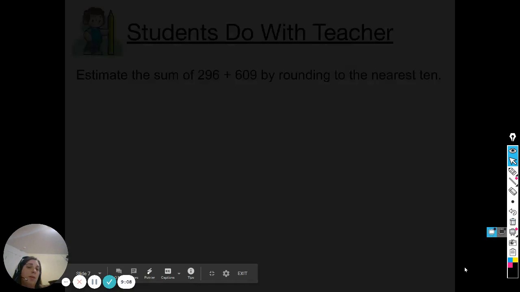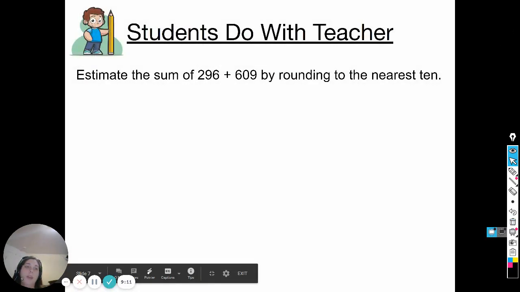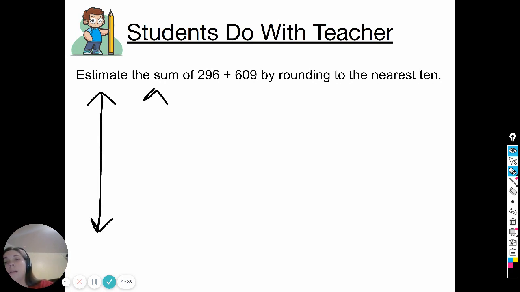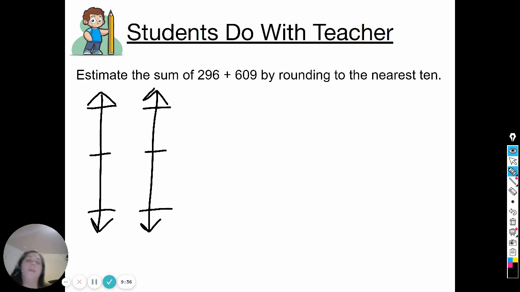Okay, go ahead and pick your whiteboards up, and this one you're going to try with me. We're rounding. Estimate the sum of 296 plus 609 by rounding to the nearest 10. So first we're going to set up our 2 vertical number lines with the bottom, top, and halfway. I'll give you a minute to get that set up, and then we'll start rounding those to the nearest 10.